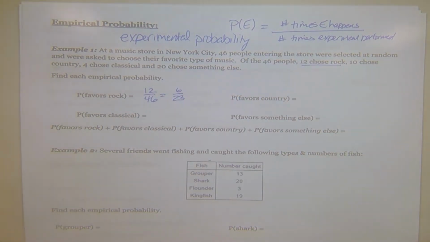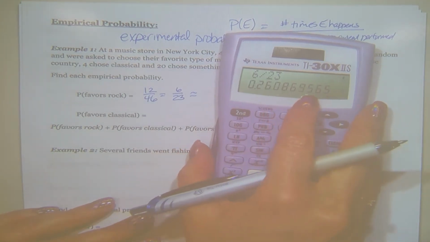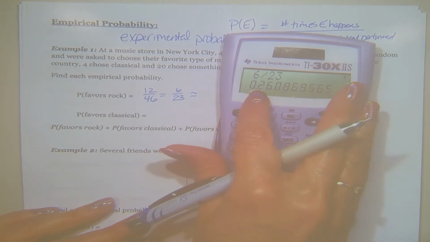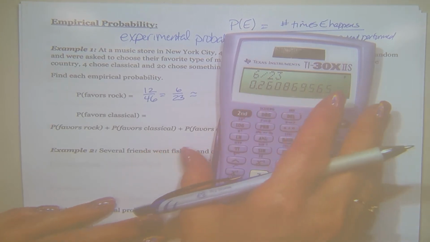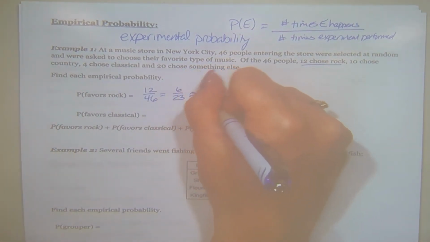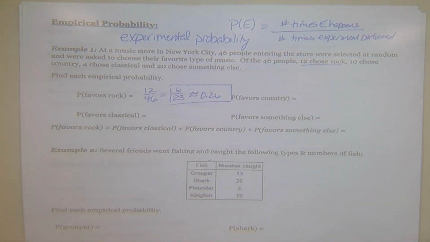Sometimes probabilities in fraction form are difficult to look at. So I want you to go ahead and put 6 divided by 23 into your calculator. 6 divided by 23, and you get a decimal. Now this decimal is an approximate value. It's been rounded off because your calculator ran out of space. Let's write it down as approximately 0.26. Approximately, wavy equal sign, 0.26. That's my probability that if I pick someone, they're going to favor rock.